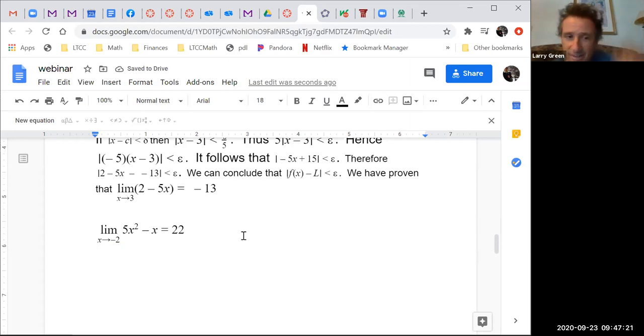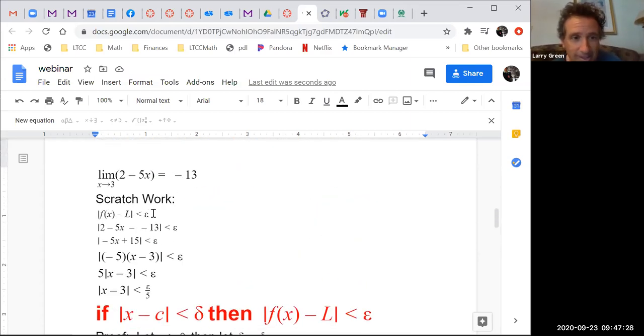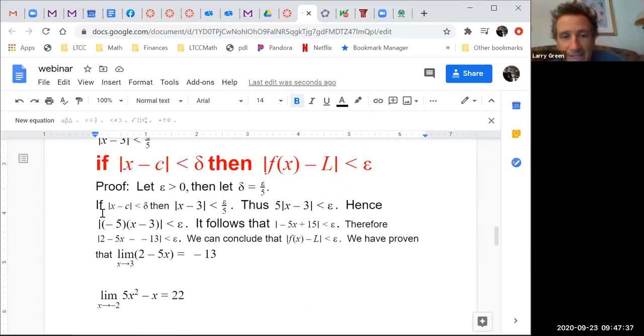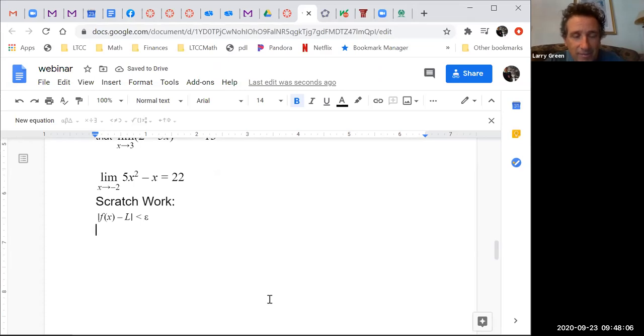Okay, so what we want to do is the scratch work. And in fact, I'm going to pop on up to remind us how we did the scratch work before. We started out with this line right here: the absolute value of f of x minus L is less than epsilon. The scratch work always starts there because that's the goal in the definition. Here, good. Start there. And now let's continue on.